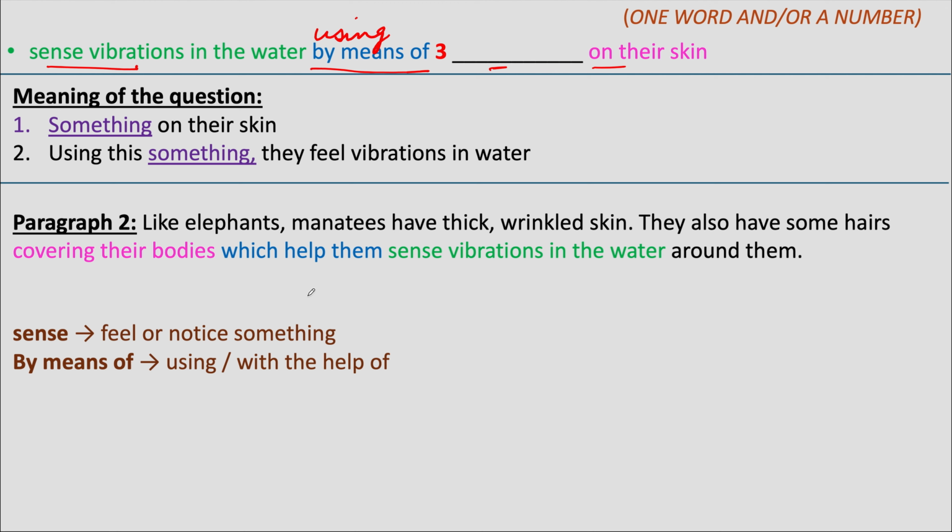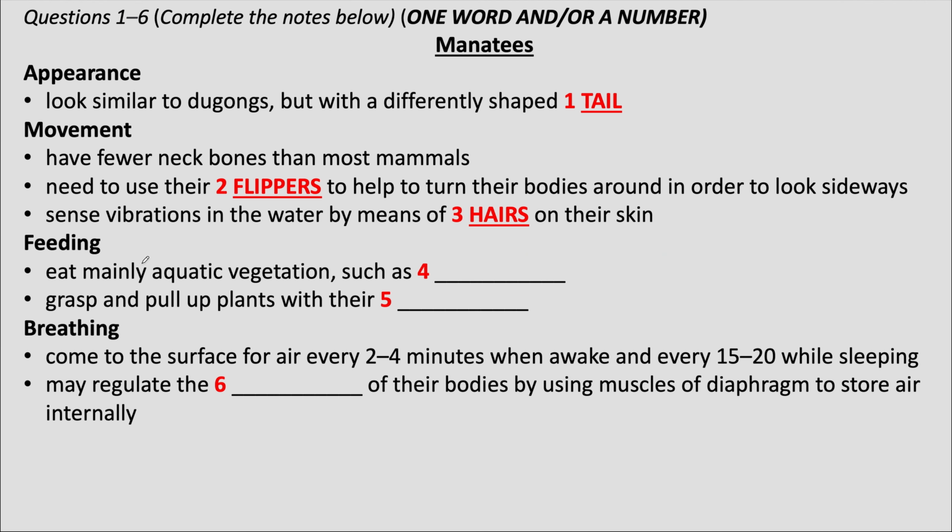In the passage, we first read that manatees have thick and wrinkled skin. But that sentence does not explain how they feel vibrations. In the next sentence, they means manatees. Manatees have hairs covering their bodies, and these hairs help them sense vibrations in water. So, even though the word skin is not repeated here, hairs on the bodies are on the skin. That means manatees feel vibrations by means of hairs. The answer to question 3 is hairs.